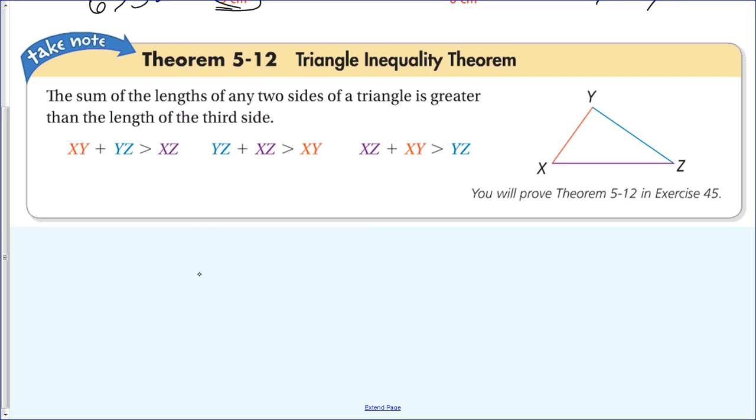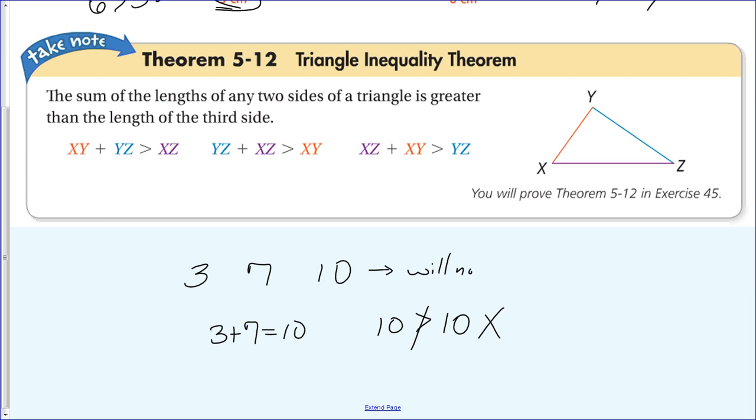What about if I gave you 3 sticks that were 3, 7, and 10? Would these make a triangle? Well, let's do what we just did for these two up here. Let's find the 2 smallest. The 2 smallest are 3 and 7. 3 plus 7 is 10. Is 10 greater than 10? No, 10 is not greater than 10. 10 is equal to 10. So therefore, this will not make a triangle.